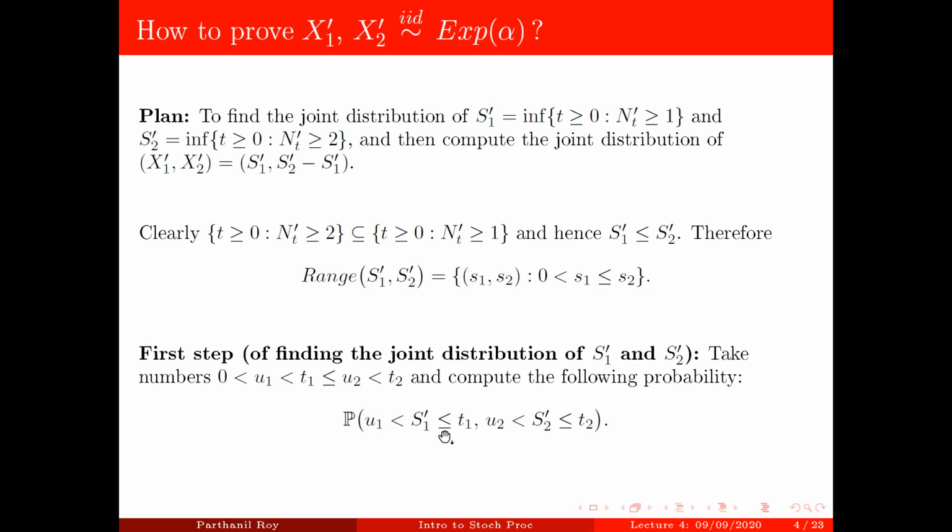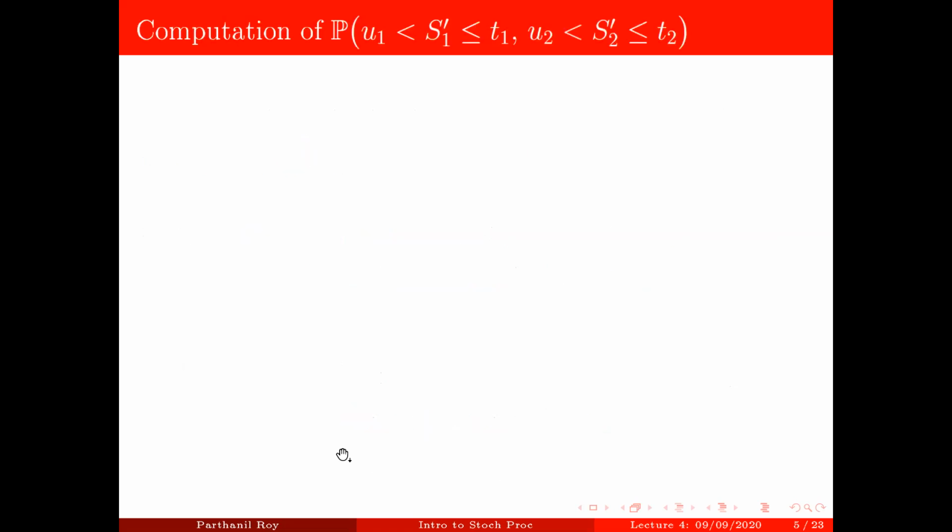So this would be our first step. We'll compute the joint probability of S1' being between u1 and t1 and S2' being between u2 and t2. Here we take the strict inequality on the left side for both and weak inequality on the right side for both. So we want to find this probability. So that's our first step. So let's try to compute this thing.